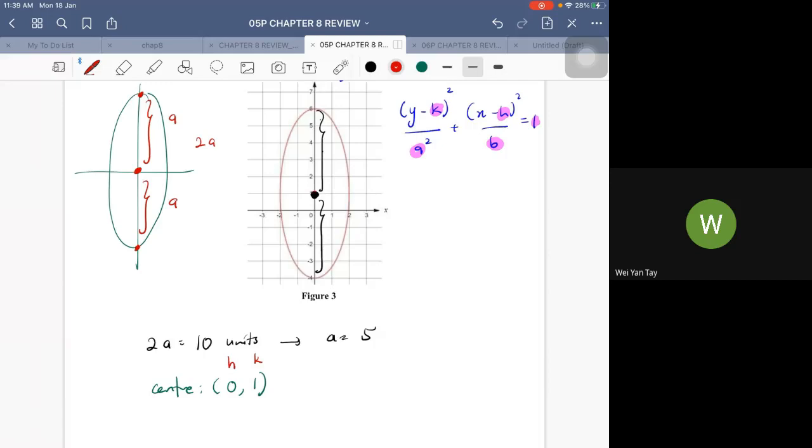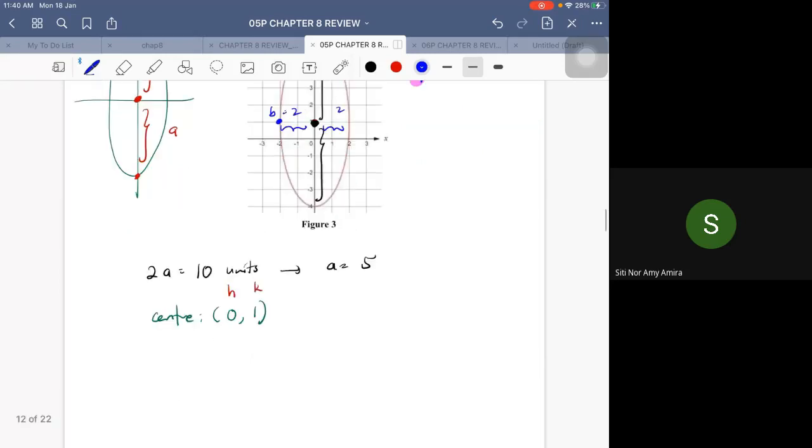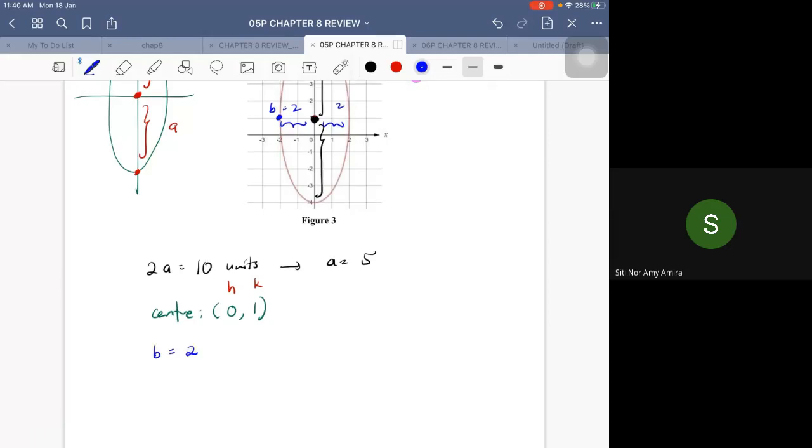So next, apa yang kita perlu cari adalah nilai B. Okay, kalau you tengok betul-betul graph ni, can somebody tell me apa dia nilai B? What is the value of B? Two. Okay, so that's right. So nilai B adalah bersamaan dengan 2. Kalau you ingat tadi I cerita you pasal value of B. So value of B adalah jarak daripada center kepada co-vertices dekat minor axis. Dan ni adalah kita punya center. So jarak dia kiri kanan adalah bersamaan dengan 2. So B nilai dia adalah bersamaan dengan 2. So in this case we can write, so B is going to equal 2.